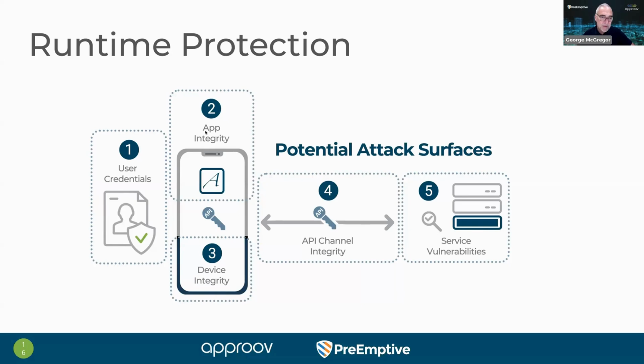The second piece here is to do with what's going on in the device itself, and there's two things. One is the app integrity itself and the device integrity. So the app integrity is to do with things like app attestation. So at runtime, you want to be able to check that the app has not been modified or cloned or copied or interfered with in any way.